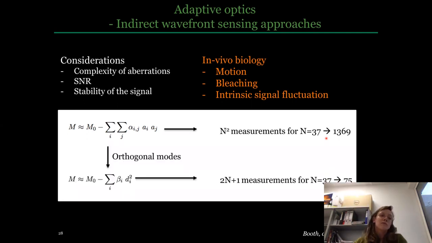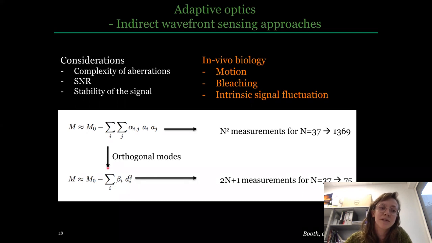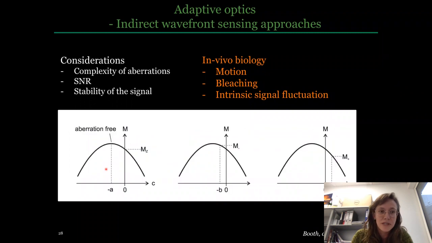Well, if one now chooses an orthogonal basis set, this allows to decouple the optimization process so that the modes can be treated independently, so that in principle, the optimum amplitude per mode can be found within 3 measurements. And this can be essential if the wavefront correction has to be fast, if you are doing wavefront correction on intrinsically fluctuating structures.